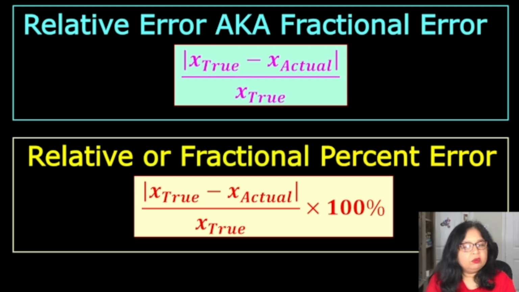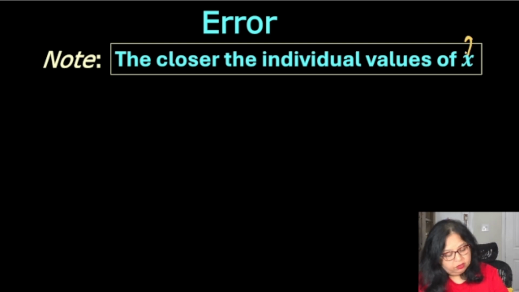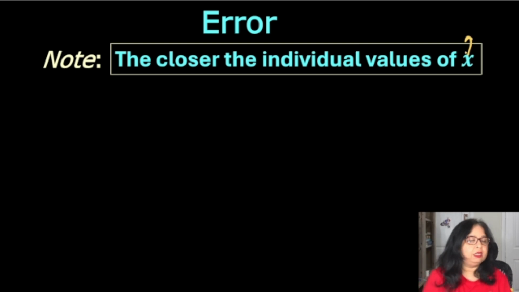So this video lecture is devoted to a discussion of errors in measurements. And our goal in any experiment is to minimize errors. To do that, we want the individual values of x to be close to each other. These individual values of x mean whatever quantity we are measuring, we're calling that quantity x. It could be whatever you're measuring. It could be time, it could be mass, it could be temperature.